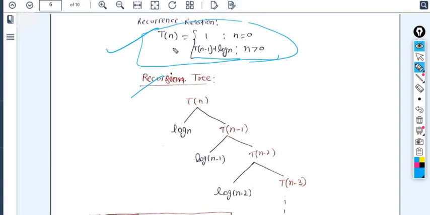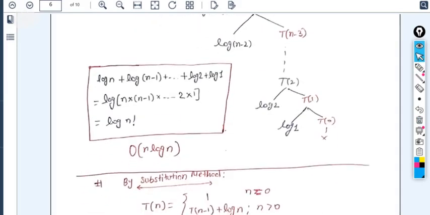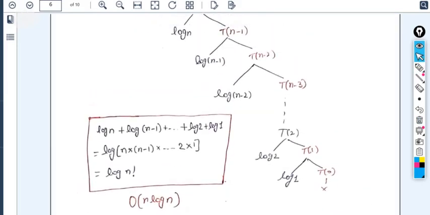Take this one, T(n) is replaced by log n and T(n minus 1), again log (n minus 1), T(n minus 2). You have to do this same thing up to k times. So I'm just taking it up to n times here: n minus 3, n minus 4, up to n minus n, it will become 0. When you get 0, it will terminate the program. So how much time is taken by it?